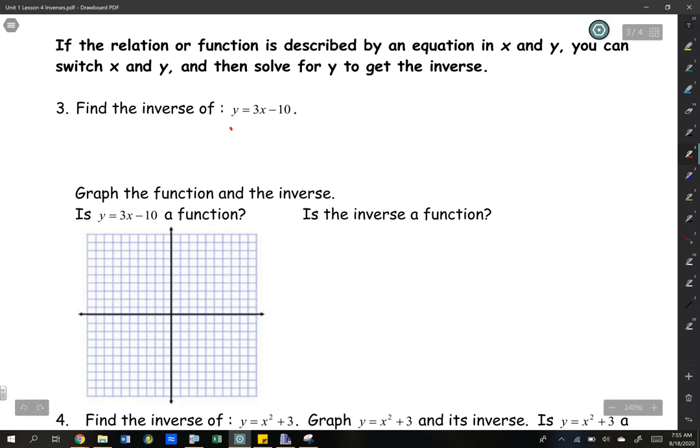So instead of y there, we're going to put an x, and then we're going to replace the x with the y. So you're going to reverse these. Now, we want to have our equation in terms of y, so we'll add 10 to both sides. And then we're going to divide by 3.